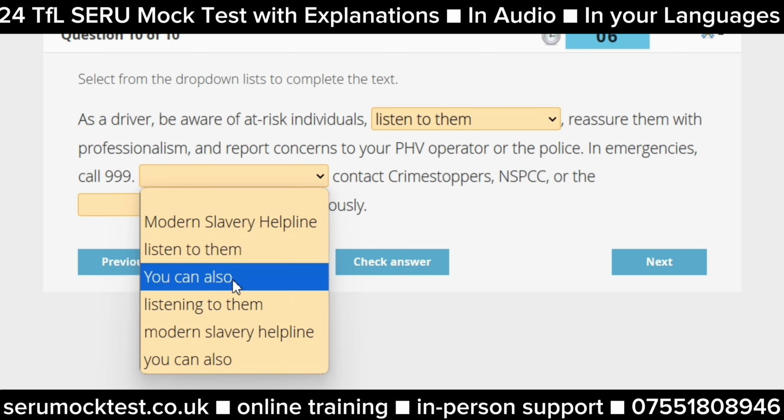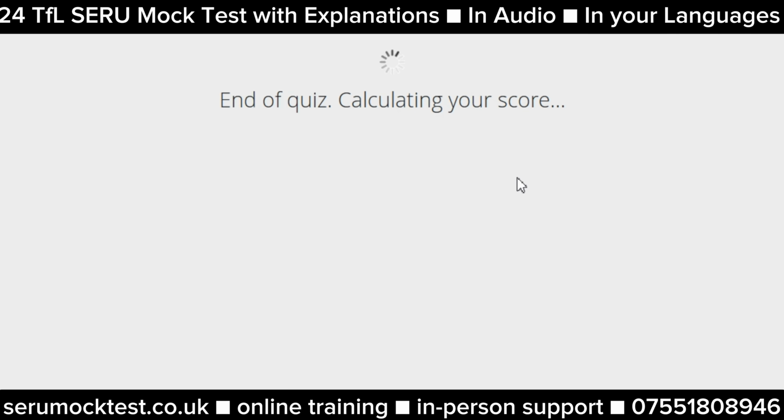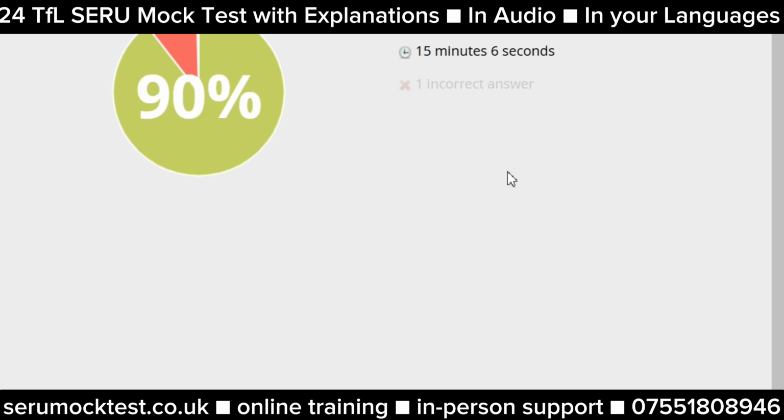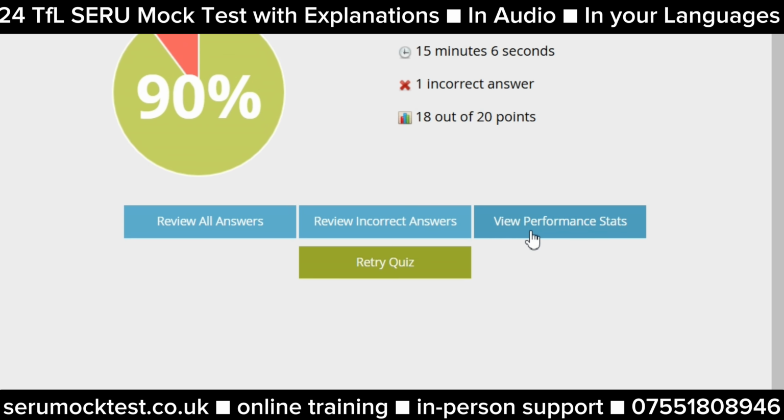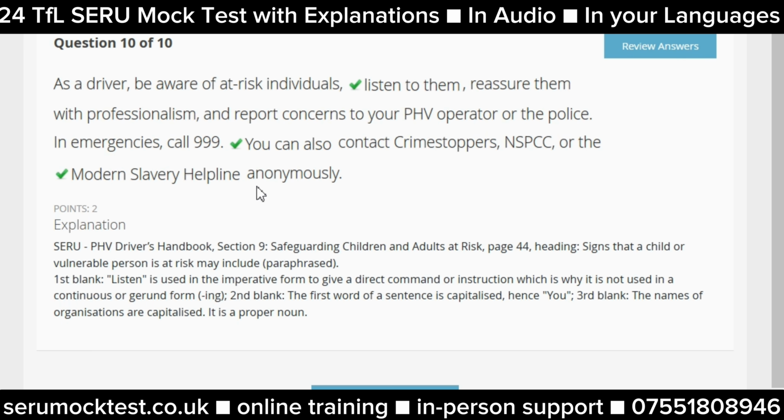And you can also, beginning of the sentence, you can also, not this one, you can also, there's a full stop there. Oh, I'm very sorry. It is the last one. So review incorrect. So this one we could not complete. Sorry. There you go. So the answer would be modern slavery helpline. Again, the wrong option was given with those as lower cases. So anyway, I've done it.